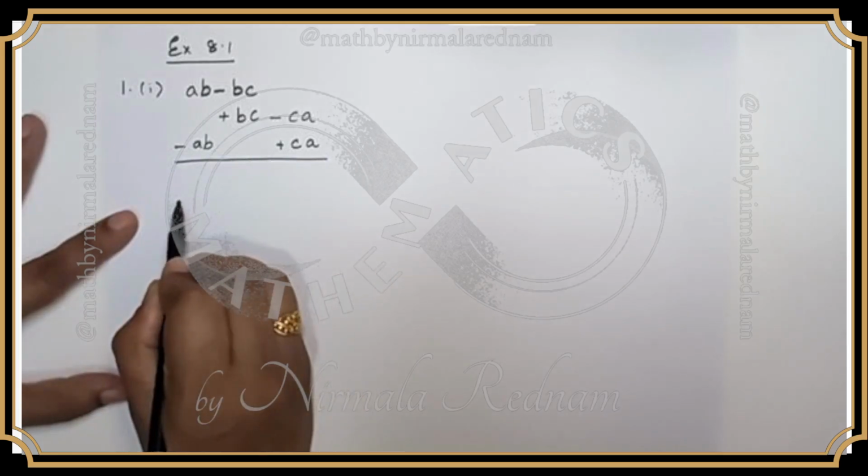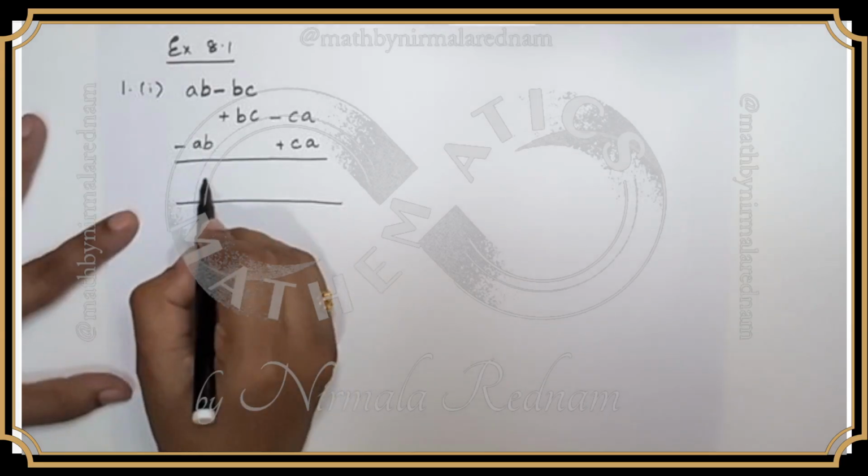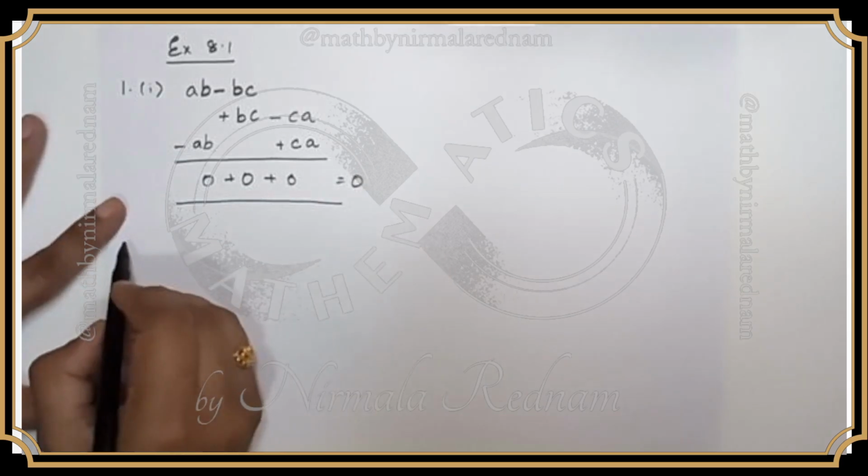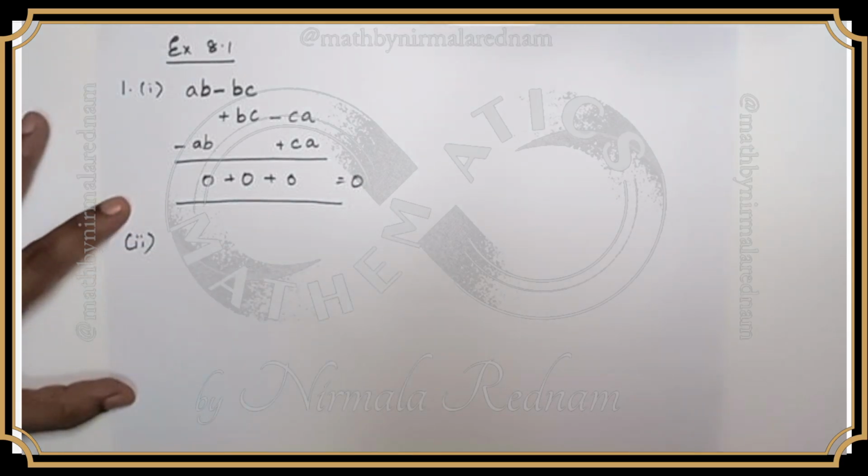So now I'm supposed to add. Take one column at a time. This will give you 0. This is also a 0 and this is also 0. So that means the answer is 0, right? That is our first sum.